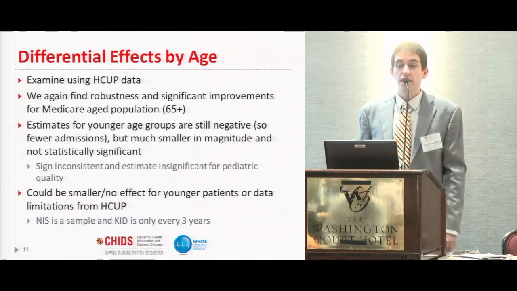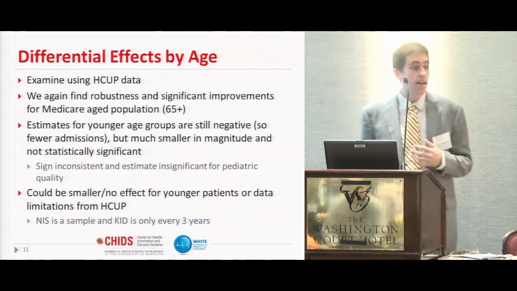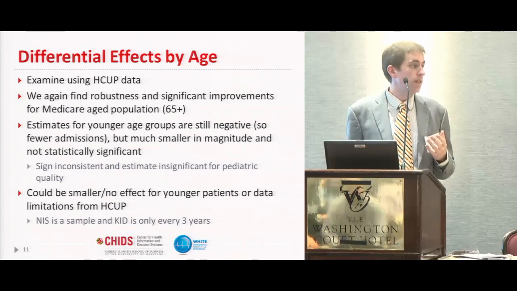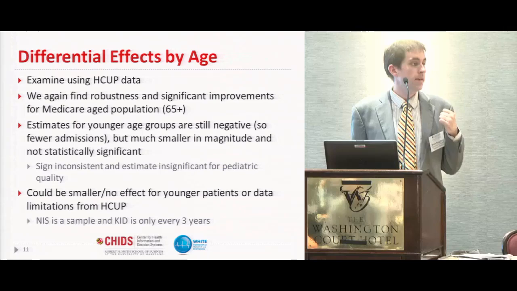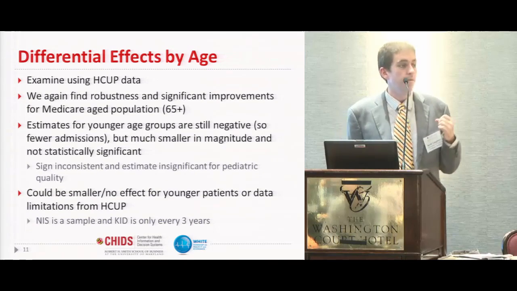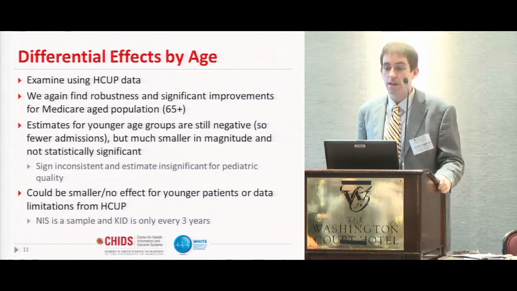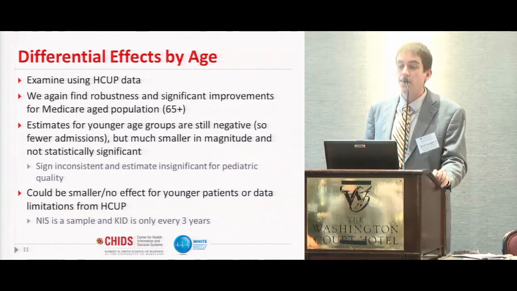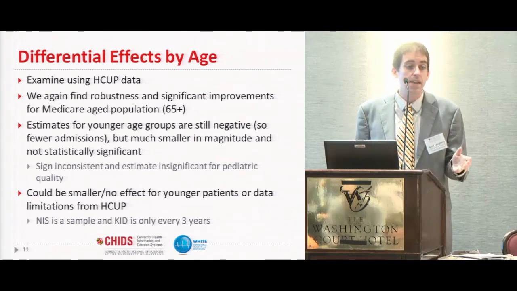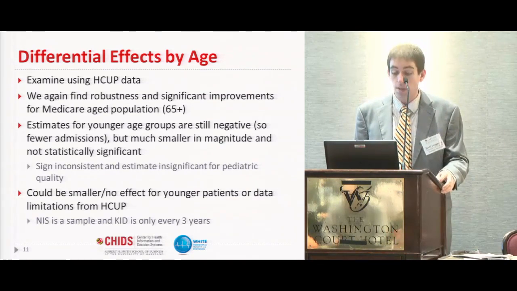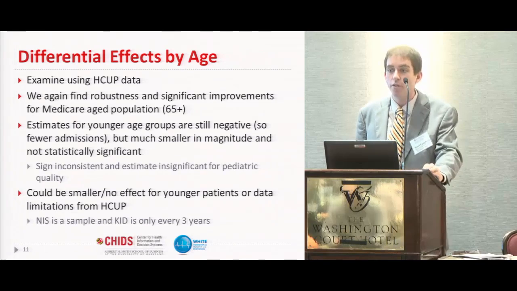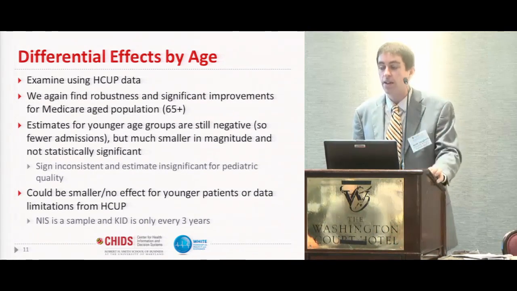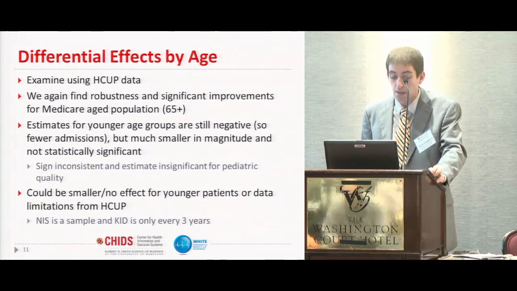We do find differential effects by age. These results that I presented are calculated using Medicare data, and so naturally we'd wonder whether the same results can be found in younger populations or populations perhaps without insurance. So as I've mentioned, we calculate the ACS hospitalization rates again using the Nationwide Inpatient Sample. And again, we find that for patients over the age of 65, there's a statistically significant reduction in ACS hospitalizations.